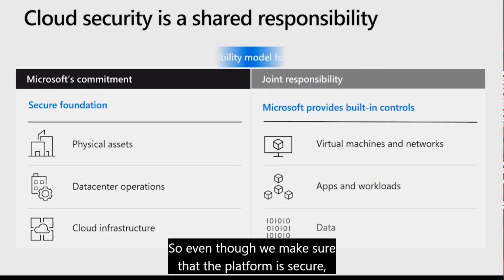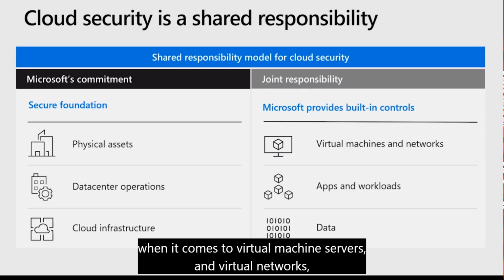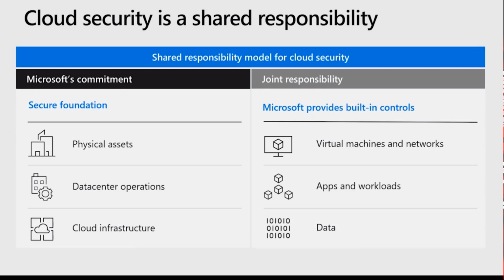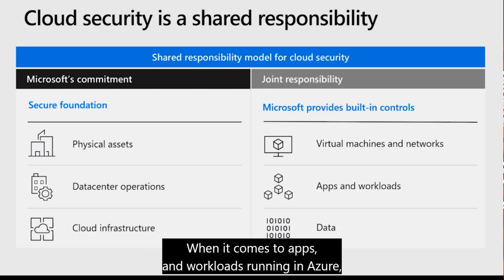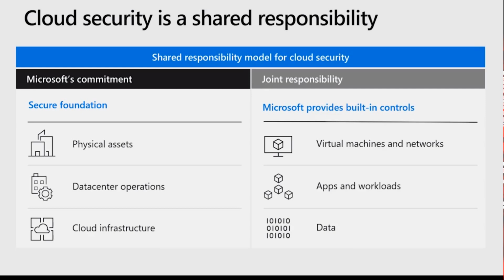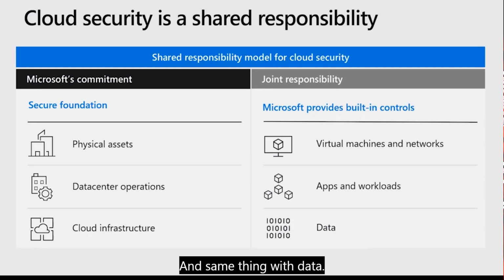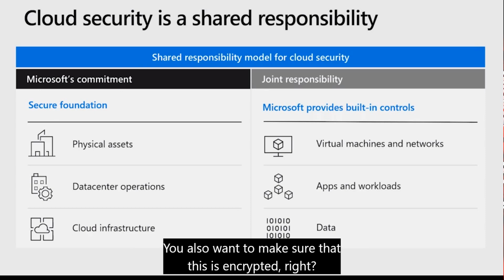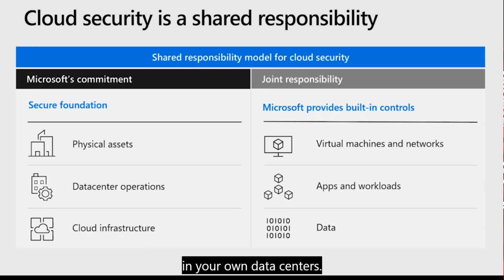So even though we make sure that the platform is secure, when it comes to virtual machines, servers, and virtual networks, you need to make sure that you actually secure them. When it comes to apps and workloads running in Azure, but also in your own data centers, you want to make sure that they are secured and that they're configured in the right way. And same thing with data. You also want to make sure that this is encrypted, right? And again, there's no difference from running it in Azure or running it in your own data centers.